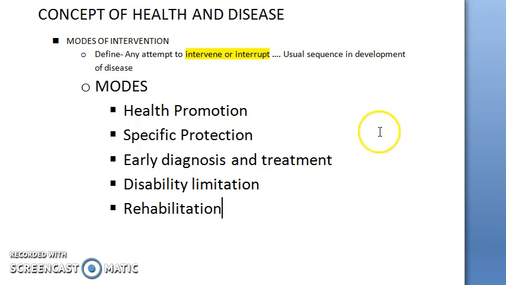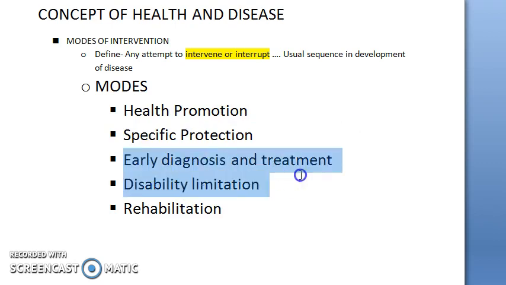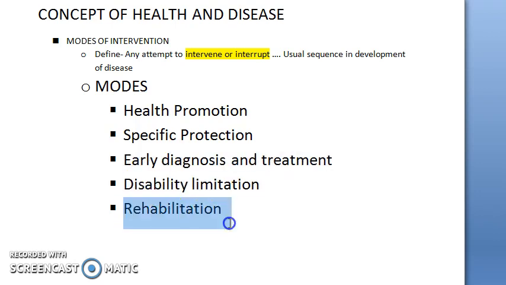So let us see how you can do this. Health promotion, even before the disease sets in. Specific protection is like immunization. Even in case finally the disease comes, then you're going to do an early diagnosis and treatment. If the disease has hit and the person is going into disability, try to limit the disability. And finally you have rehabilitation, which is basically going to be training or retraining of the individual, so that they get the highest possibility of functional ability.